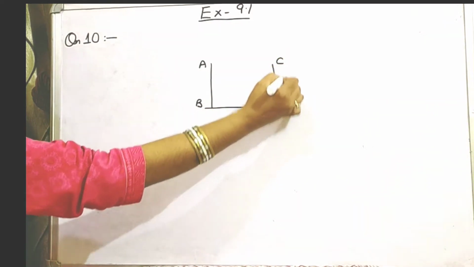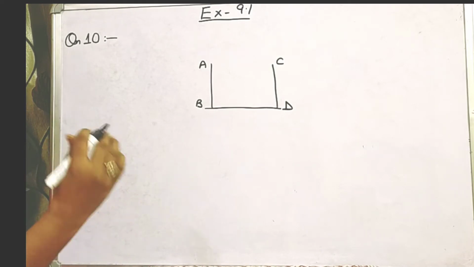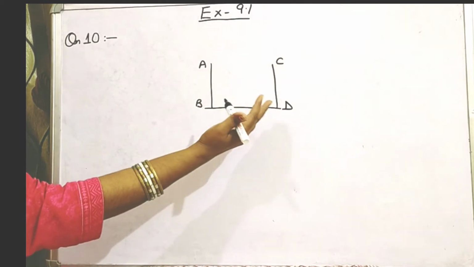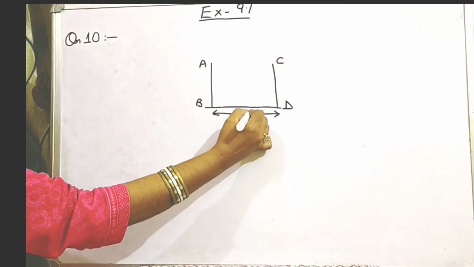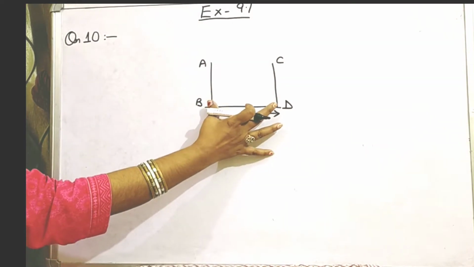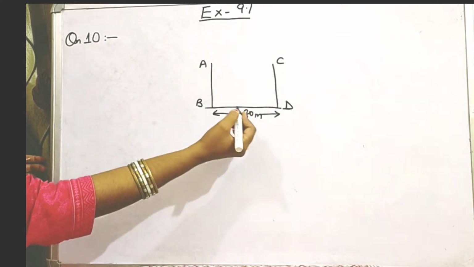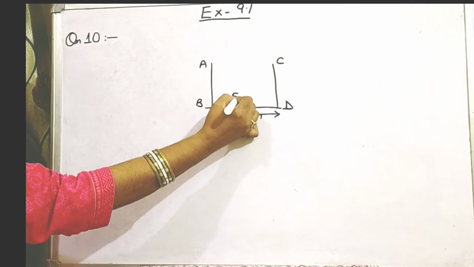So AB and CD are the two poles. Now what else is given? These two poles are on opposite sides of each other and they are 80 meters apart. That means the distance from B to D is 80 meters. And also there is a point in between them on the road. If BD is a road, there is a point in between them. That means not exactly at the center. That point is anywhere from B to D. Let us suppose the point is here and the name of the point is E.